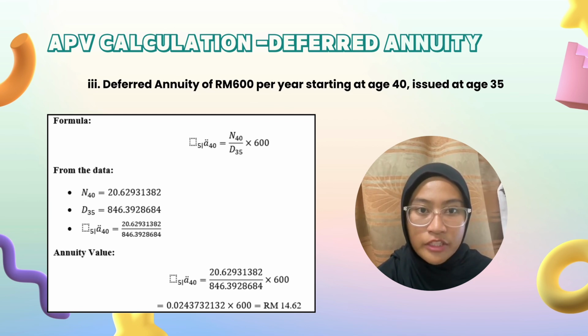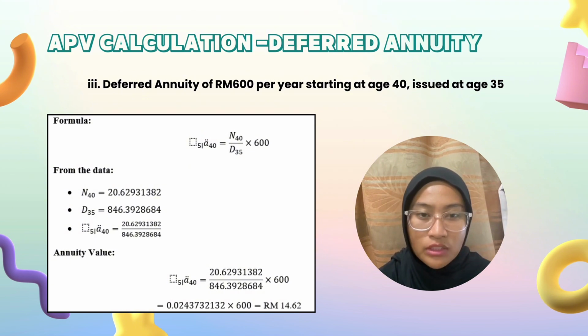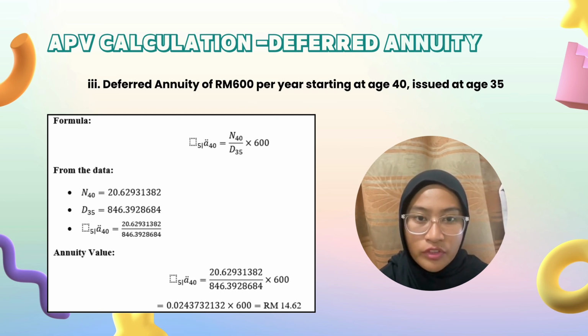The third product is a deferred annuity of RM600 per year starting at age 40, issued at age 35. This means the annuity payments only begin if the policyholder survives to age 40. Using our formula N40 divided by D35, we get 0.02437. Multiplying by RM600 gives us only RM40.62. This incredibly low value highlights a crucial insight. The policyholder has a very low probability of surviving to age 40 due to their high risk profile. This is a powerful demonstration of how risk assessment impacts product pricing.